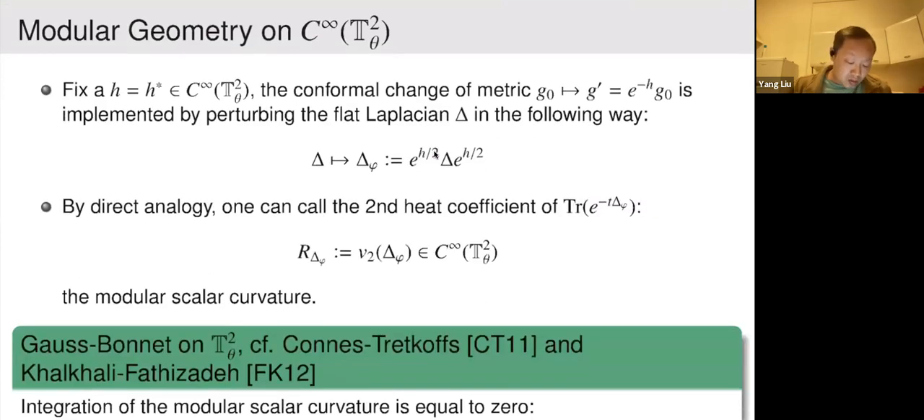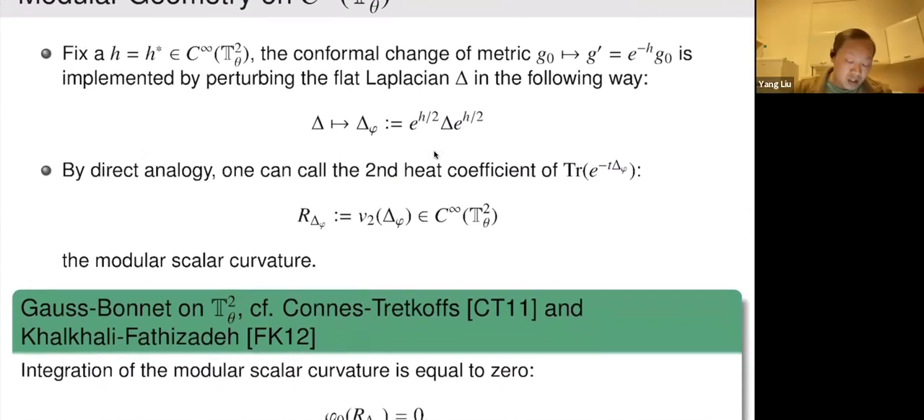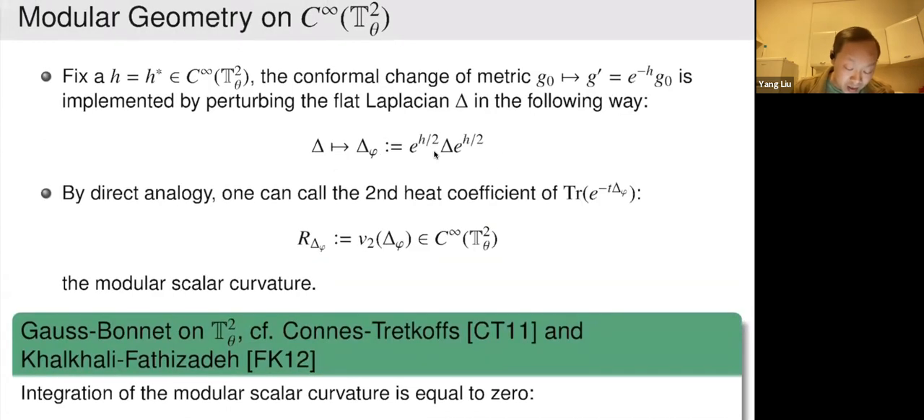So let me briefly review the story of modular or conformal geometry on non-commutative tori. The project started with Connes and Tretkoff's paper about the Gauss-Bonnet theorem. The setting is the following.